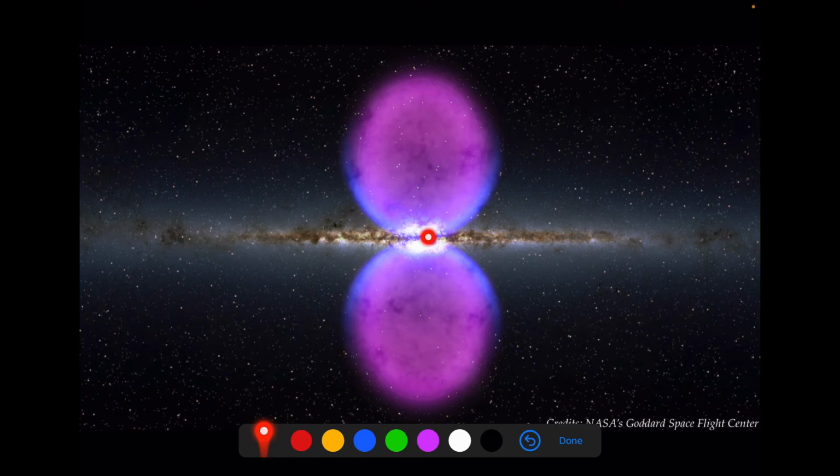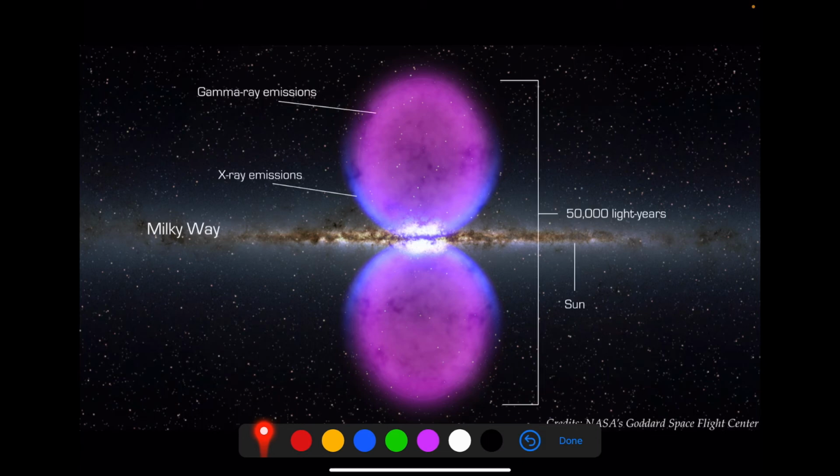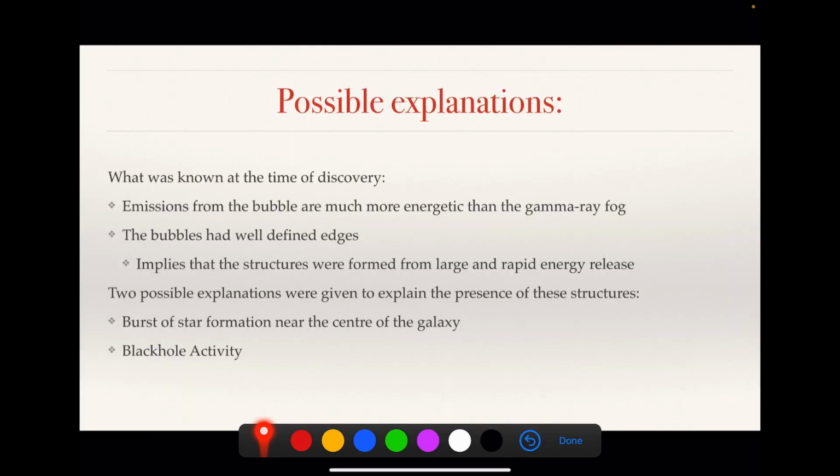And as you can see, this is the plane of the galaxy, and compared to the plane of the galaxy, the Fermi bubbles are humongous, and their entire structure is visible only in gamma ray. This whole stretch from end to end is actually 50,000 light years. This map labels all the structures in this picture. So these are the X-ray emissions, gamma ray emissions, the position of the sun over here, and the Milky Way galaxy, of course.